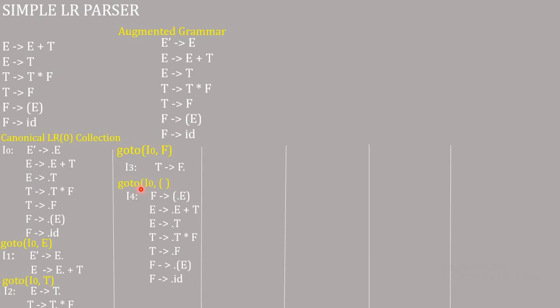Now still we can do one more operation. We can implement one more goto operation, that is goto of I0 comma ID.